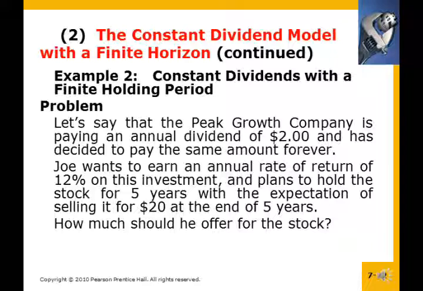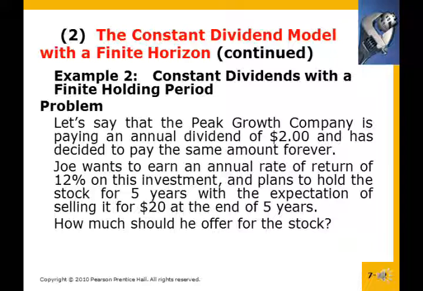So, to decide which rule to apply, you have to apply the second rule. Why? Because according to the investor, he will not hold this stock forever, but he will hold it only for 5 years and then go to the secondary market again and sell it. So we can apply the second rule, which is the constant dividend model with a finite horizon.